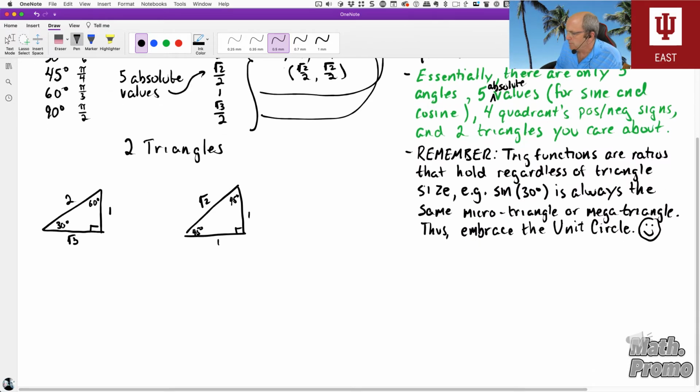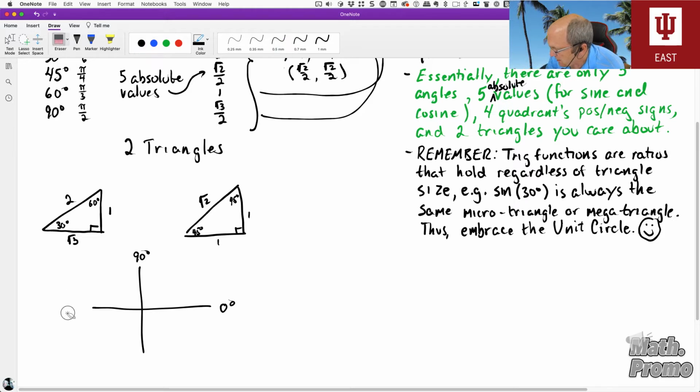In essence, if you've got your xy axis, and you do 0 degrees, 90 degrees, 180 degrees, 270 degrees, and of course this is 0 radians, this is pi over 2 radians, this is pi radians, and this is 3 pi over 2 radians. Remember I told you to embrace the unit circle, so let's just go ahead and do that here.